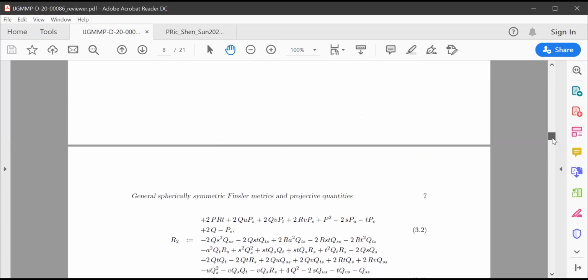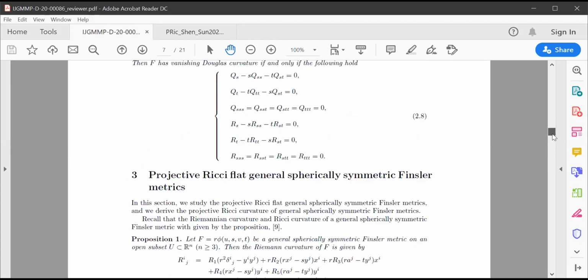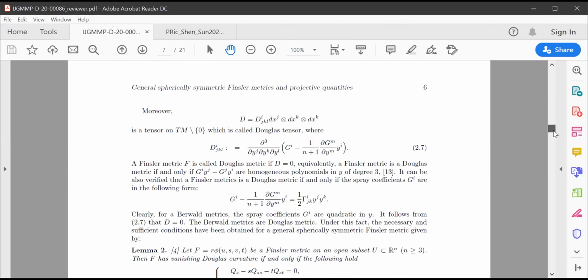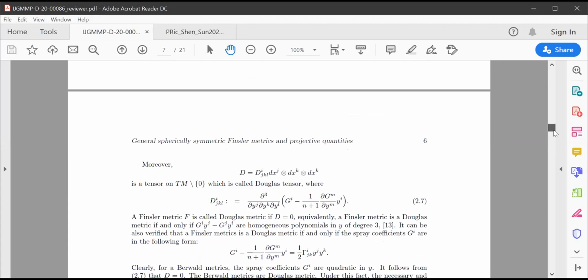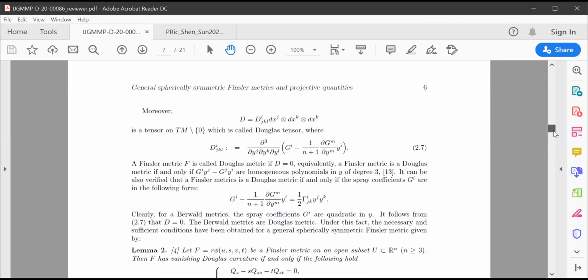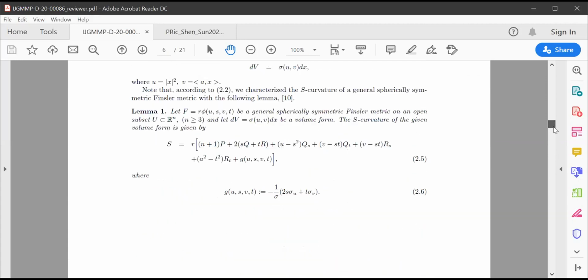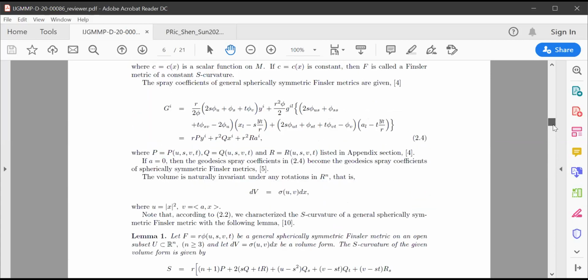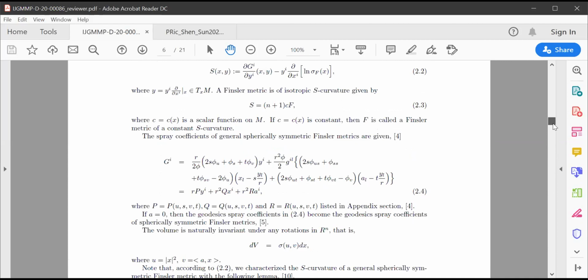I still don't get Q and R here. See, that's become a headache, right? Q and R here. You see, Q and R still listed in the appendix section. What is Q and R?